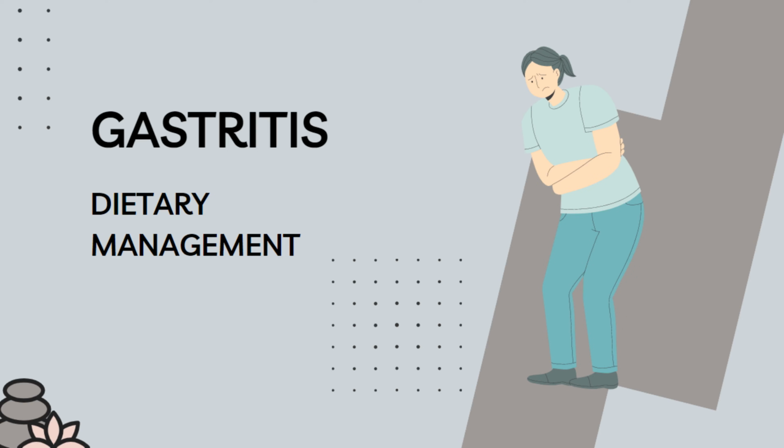Today I'm going to be talking about gastritis. Gastritis is a common condition that affects millions of people worldwide. Now, it's an inflammation of the lining of the stomach, and that can cause a lot of uncomfortable symptoms. So in this video, I'll discuss the causes and how to manage gastritis through diet, and what foods we should eat and what foods we should avoid.